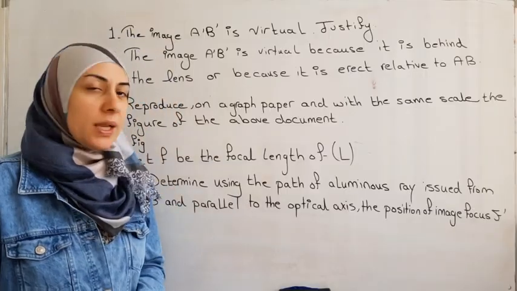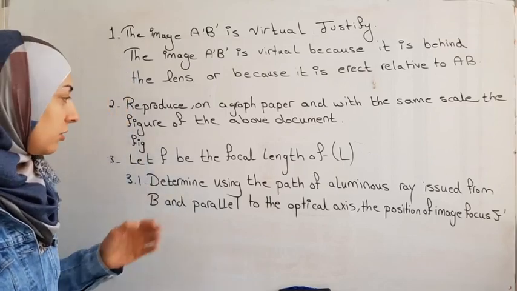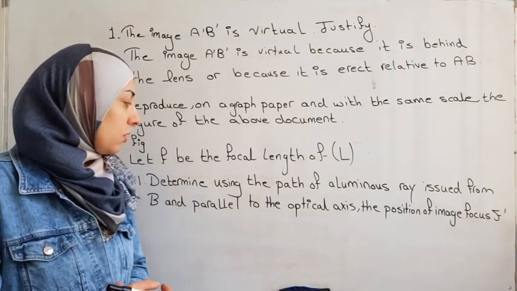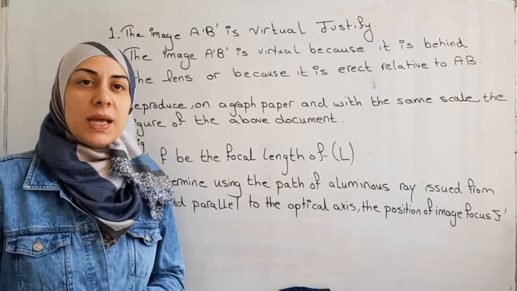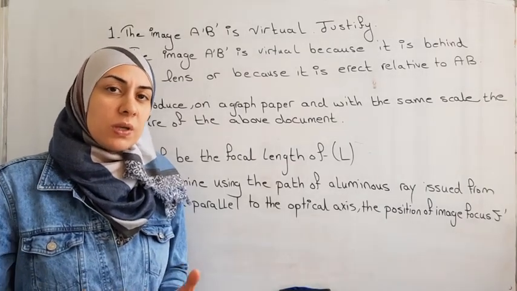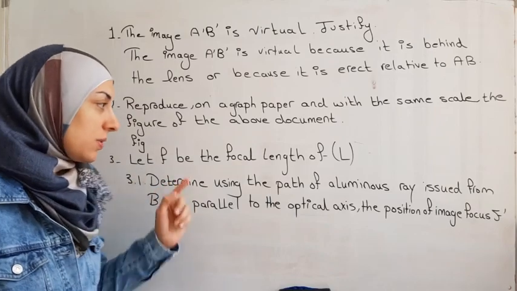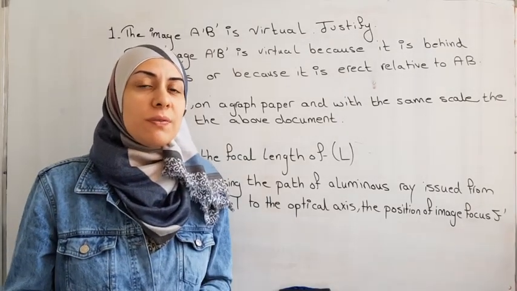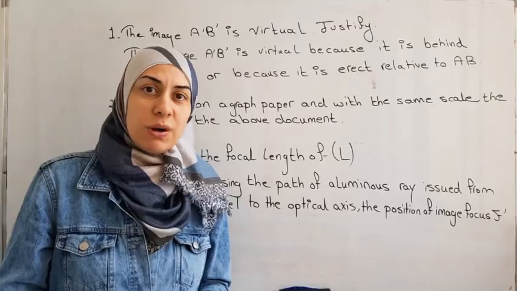Let F be the focal length of the converging lens L. Determine, using the path of a luminous ray issued from B and parallel to the optical axis, the position of the image focus F prime. So here you have to determine using the path of the ray. It means that you have to draw it and justify your drawing.